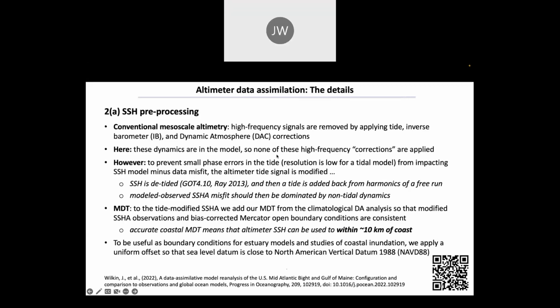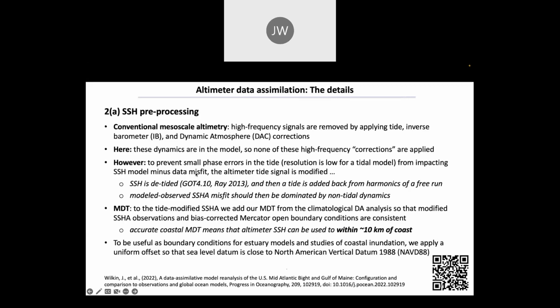So that's the mean story. Now I want to say what we do for processing altimetry in order to use in the operational forecast system. In conventional mesoscale altimetry, the high frequency signals are removed by inverse barometer and DAC corrections, but those dynamics are in the model. So we don't remove any of those corrections, and I don't like to call them corrections because you're actually removing physics. So there are adjustments to the data for particular purposes in mesoscale oceanography.